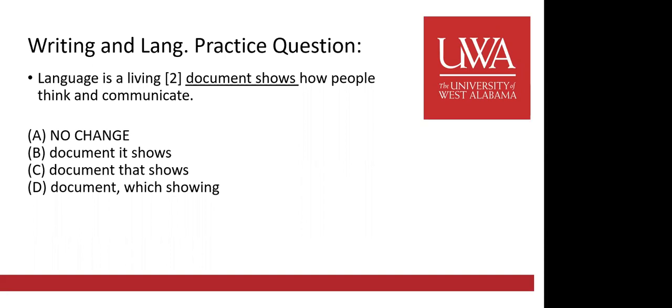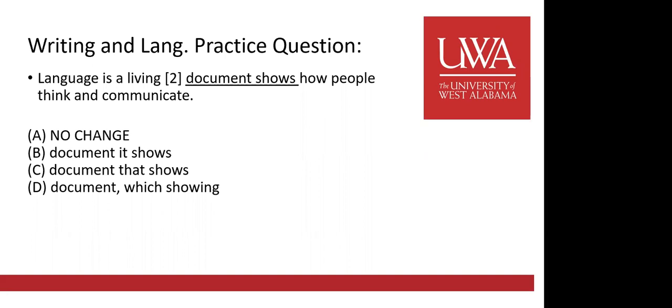So are we going to correct "document shows how people think and communicate"? If you look at what's underlined, you're going to see "document shows." Is the correct answer A, no change, "Language is a living document shows how people think and communicate"? Is it B, "Language is a living document. It shows how people think and communicate"? Or is it C, "Language is a living document that shows how people think and communicate"? Or lastly, is it letter D, "Language is a living document which showing how people think and communicate"?